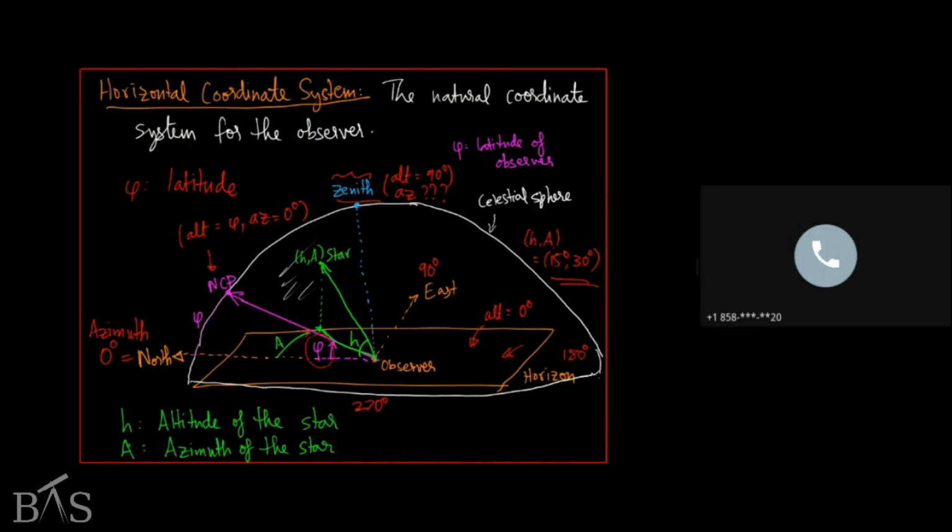So the example I was showing, this motion is the azimuth, that is 30 degrees. Then this motion is the altitude, which is 15 degrees. And that's how you can get to the star. This is just an example.